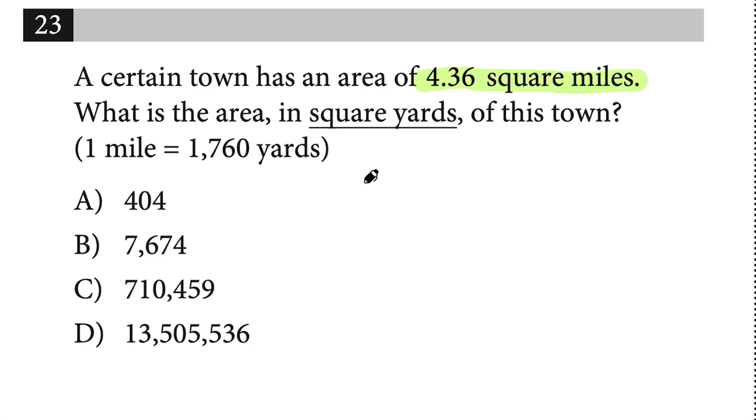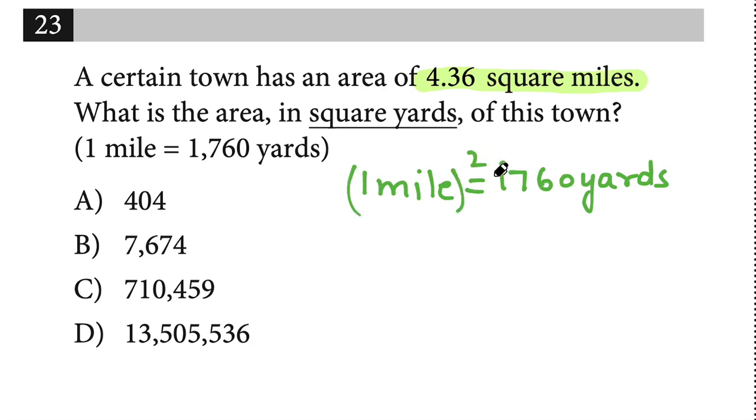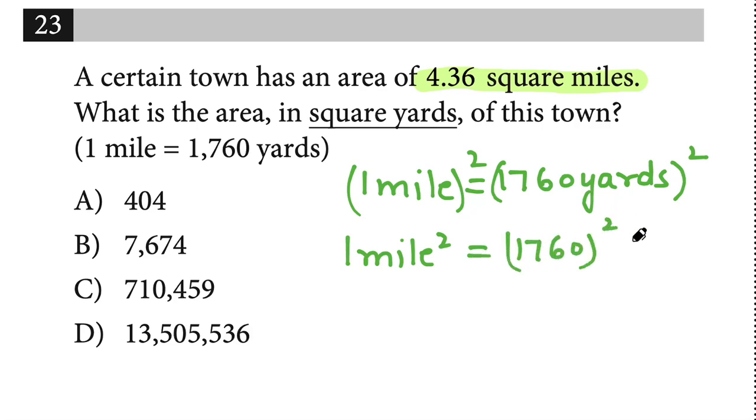Okay, so this question is all about unit conversions, nothing else. Now let's learn one thing here: 1 mile is equal to 1760 yards, but because we are talking about area, which is in squares, we will square both sides. So this 1760 will also be squared. That means 1 square mile is equal to 1760 squared square yards.